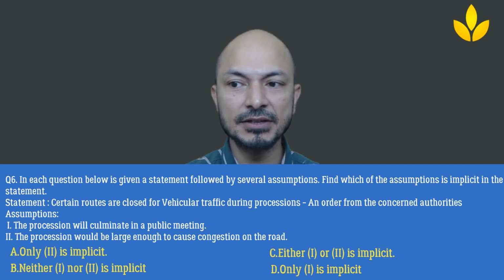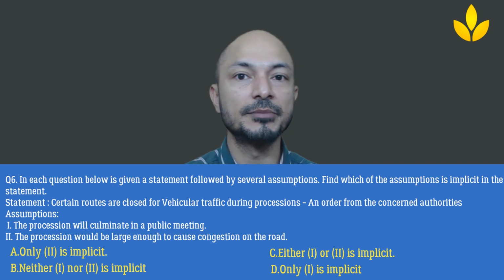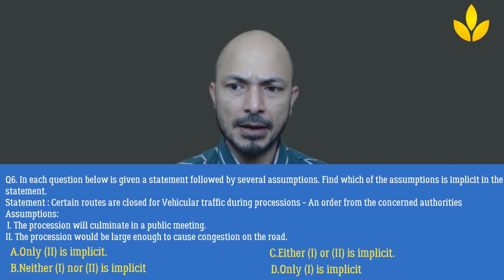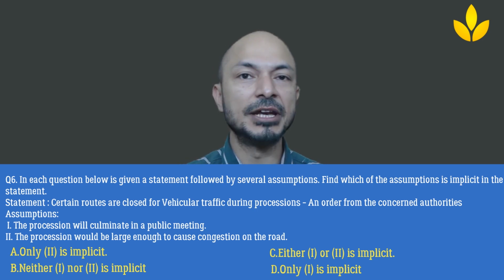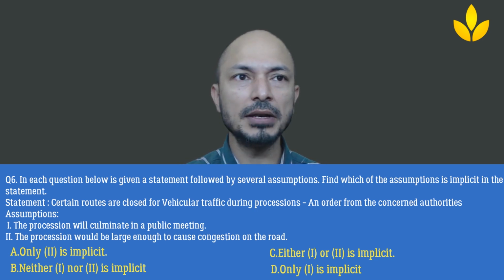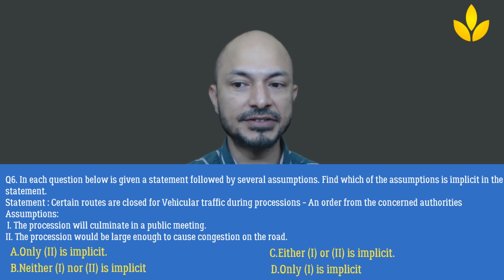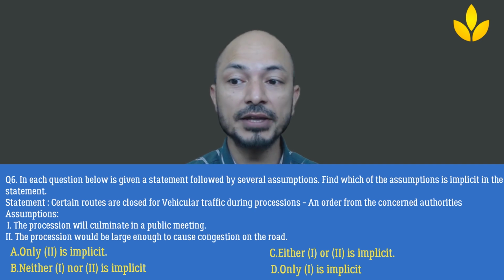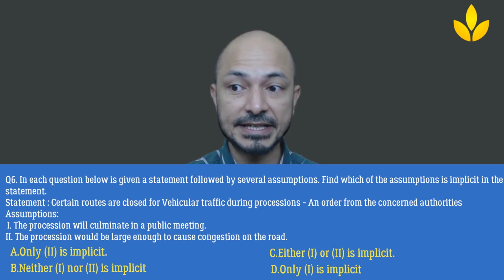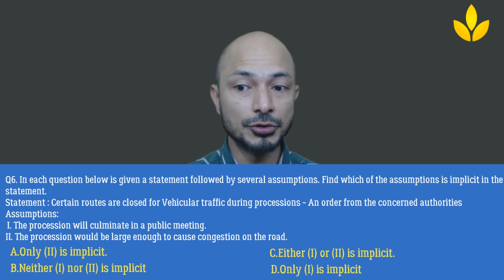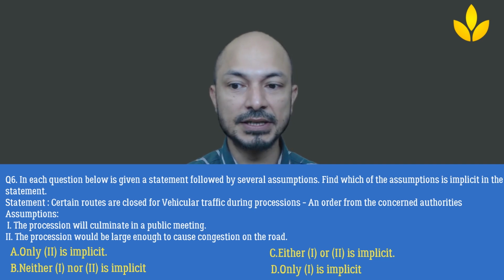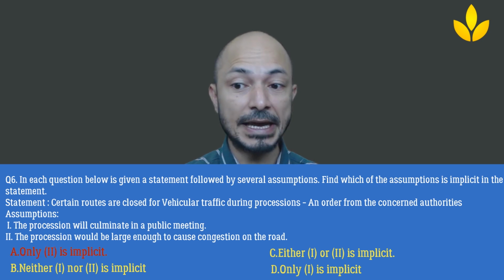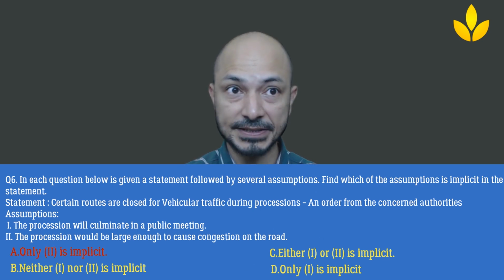Now, in the statement, certain routes are closed for vehicular traffic during procession. Nowhere does it suggest it will culminate in a public meeting. So 1 is definitely not a true assumption. However, 2, the procession would be large enough to cause congestion on the road, which is why the authorities are taking these steps to close vehicular traffic. So 2 is a possible assumption. So the correct answer over here is option A, only 2 is implicit.